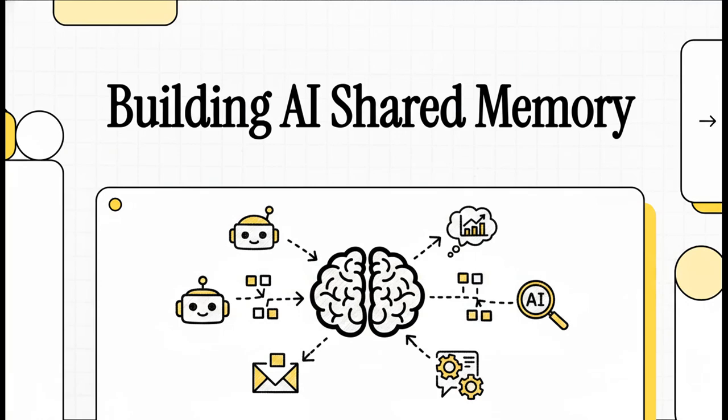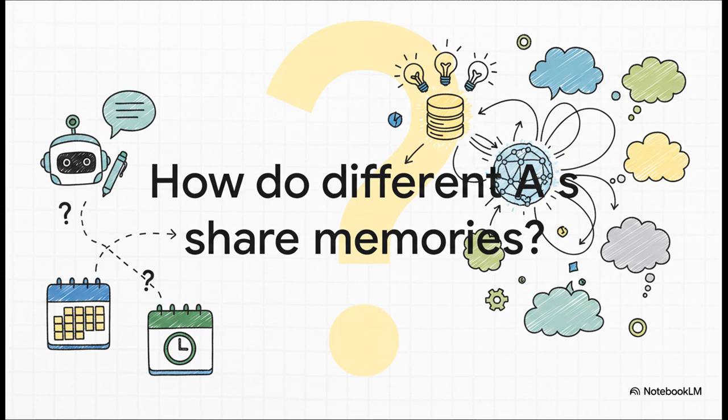Hey everyone. So, let's talk about a huge problem in AI today. All our amazing AI tools, well, they don't talk to each other. They're all in their own little worlds. Today, we're going to dive into how we can build a kind of shared memory so they can finally start collaborating. So this is the big question, right? How do we get different AIs to share what they know?